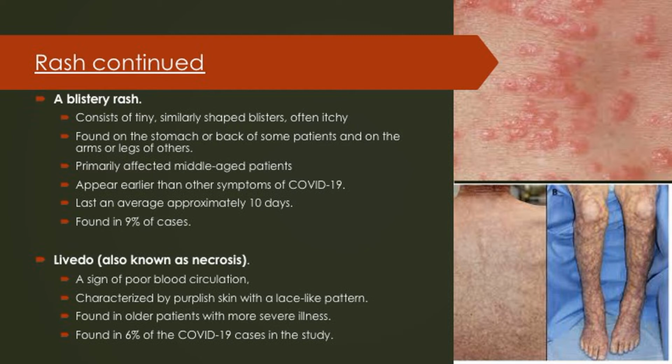This is found in more older patients, so the older population with more severe illnesses. It's found in 6% of COVID-19 cases so far that has been reported in this study. So this is new data, and this is very, very valuable information because guess what? Our hard-to-count communities may not have heard of this. They may not know that someone with a rash could actually be exhibiting COVID-19 and have milder symptoms and not think that that's something that needs to be reported.